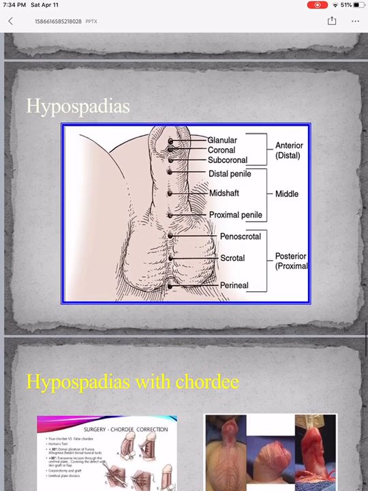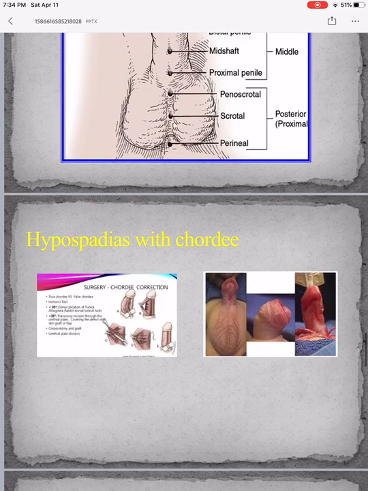This classification is very important for the kind of procedure we use for repair of hypospadias. We have about 150 procedures for repair of hypospadias. It means that there is no single procedure fit for all cases of hypospadias. The selection of the procedure depends on the location and type of hypospadias.